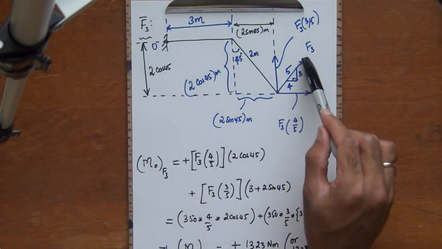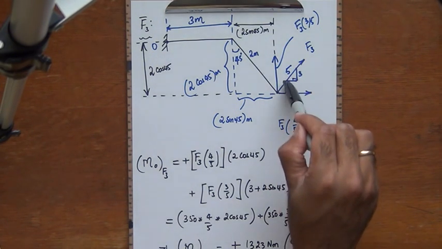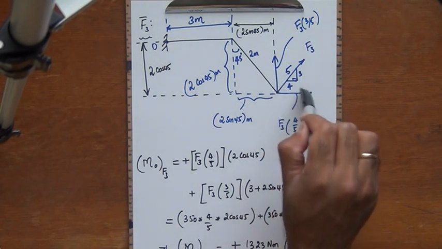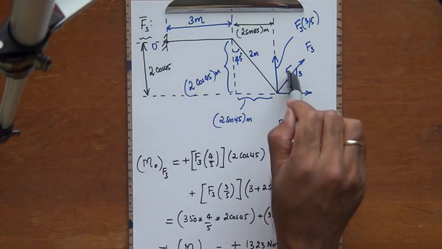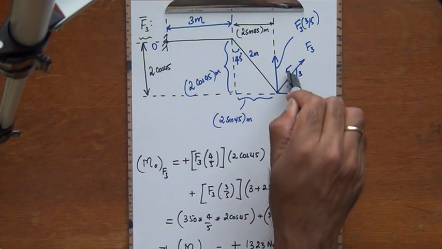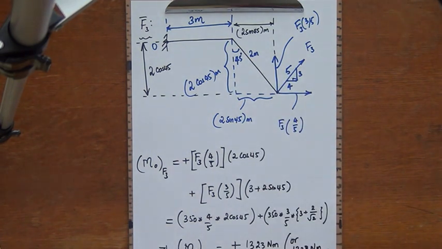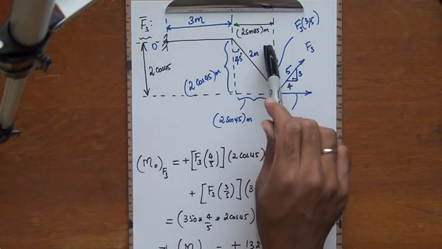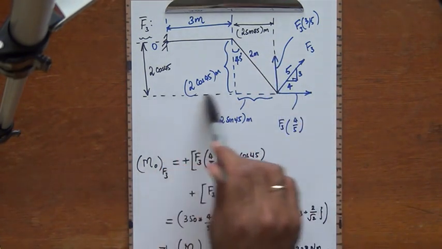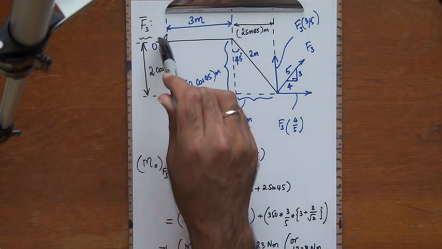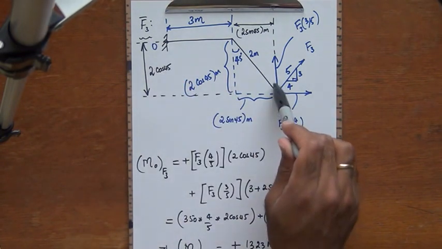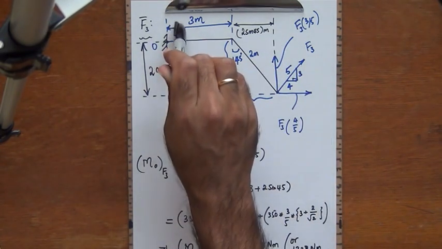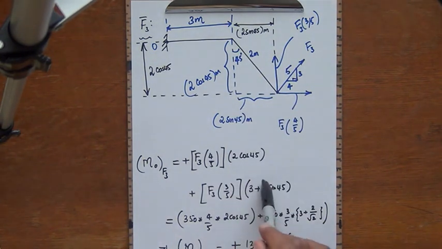The force is given at an angle. We have to take this angle and break it into its components here. I make use of the idea of the slope triangle given here and similar triangles, which we've been doing for quite some time now. Then I say that this is F3 times 4/5, that's F3 times 3/5. F3 times 4/5, perpendicular distance to the point O is 2 cosine 45. F3 times 3/5, perpendicular distance is 3 plus 2 sine 45, as you can see here.